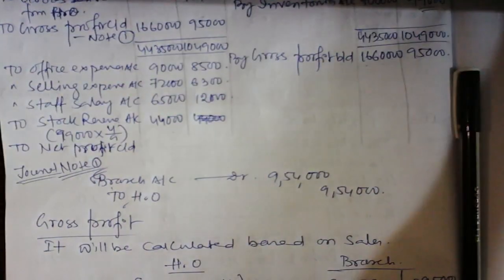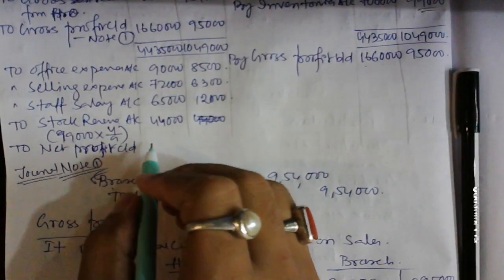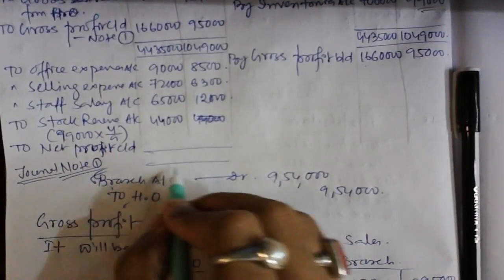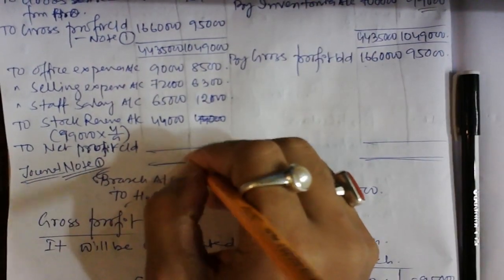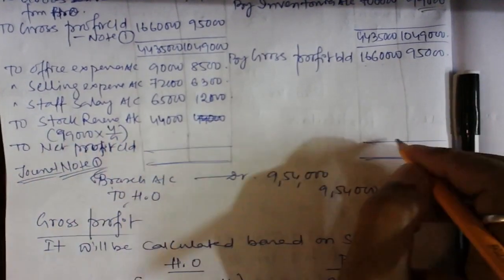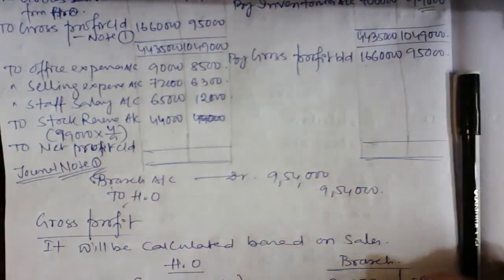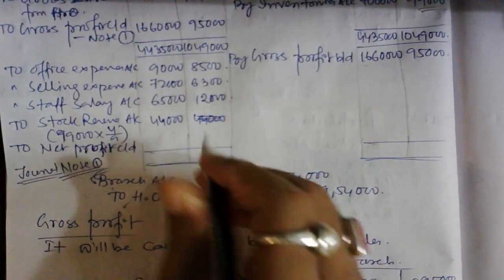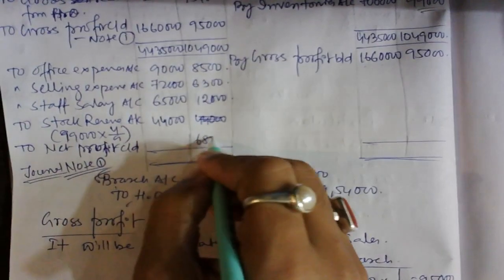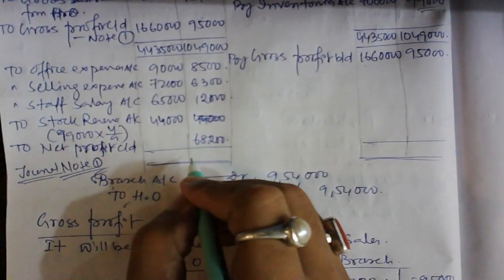तो कैलकुलेट करके देखिए सोनल, मुझे एक बार बोलिए कितना आ रहा है. यहाँ पे आ रहा है मेरा 95,000 है ना. 95,000 minus 8,500 minus 6,300 minus 12,000. I'm getting a figure of 68,200. Okay, in the branch books, and the total is coming around 95,000.